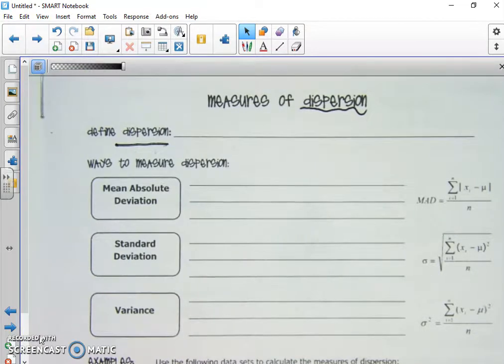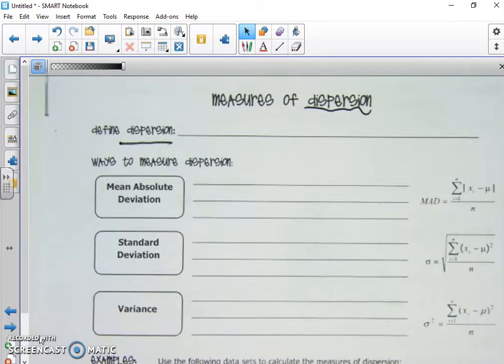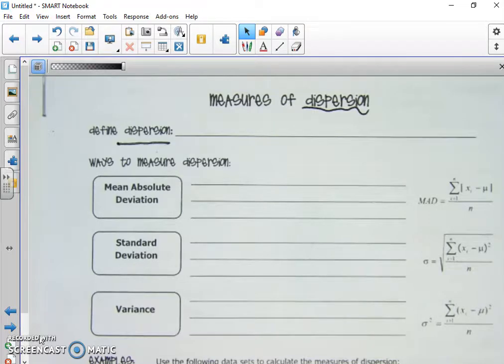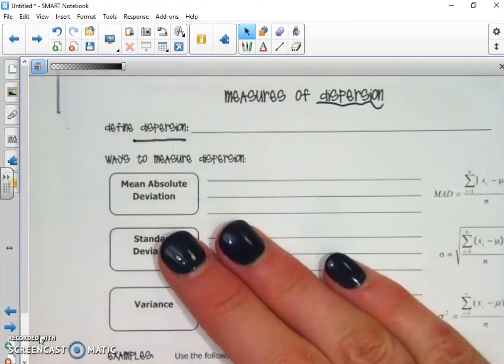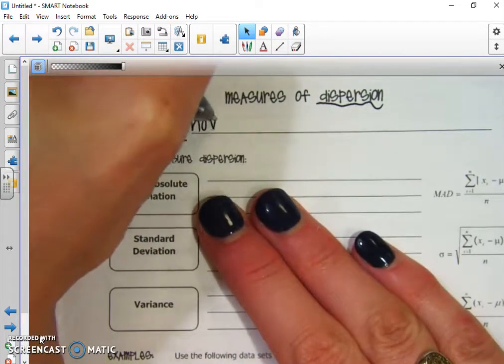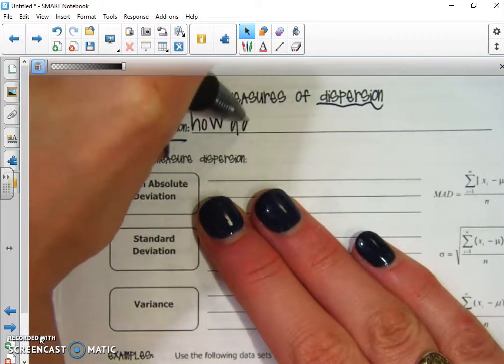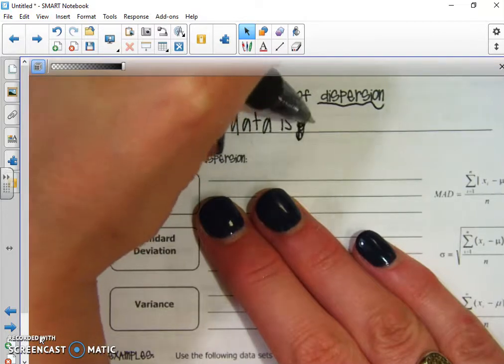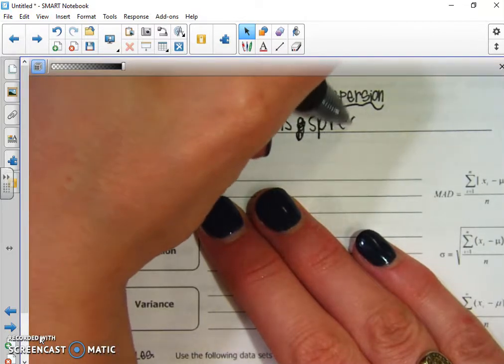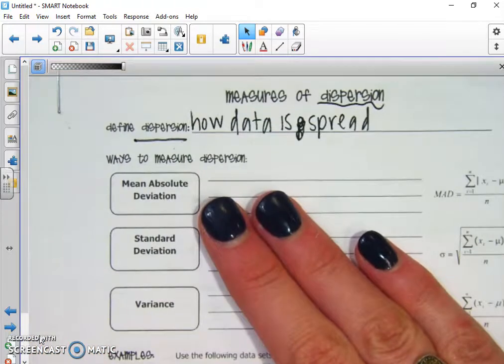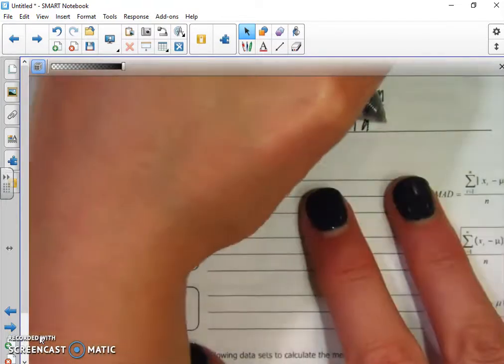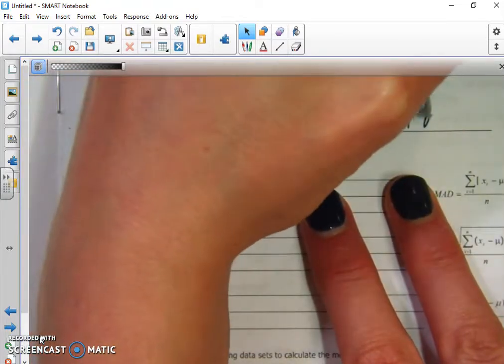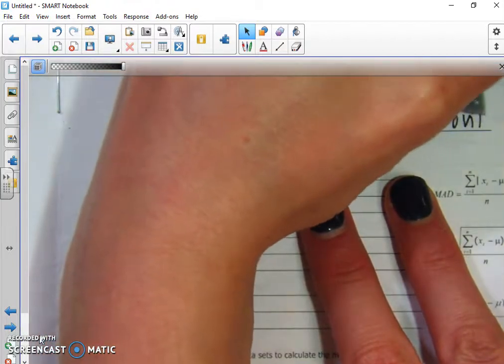So what is dispersion? What does it mean? Well, if something is dispersing, it's spreading out. So dispersion is just talking about how data is spread out in relation to the mean. So how data is spread out about the mean.